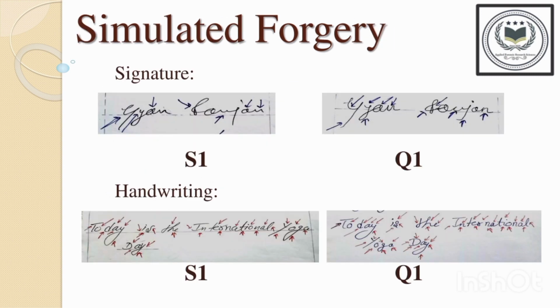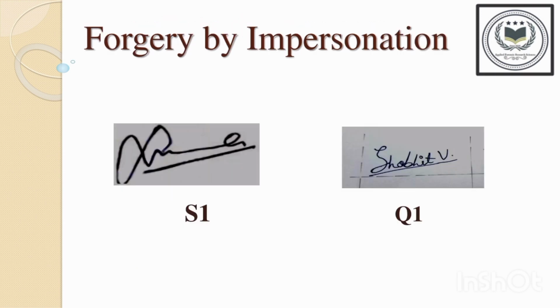Firstly, we'll take the simulated or freehand or copied forgery. As you can see in the picture, here the forger selects a model signature or writing and continuously tries to copy the design of broad features, individual characteristics and letters, depending upon his or her skills, practice and competency, of the particular signature or handwriting.